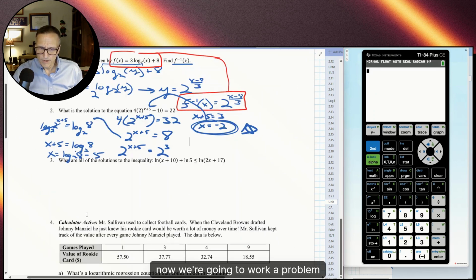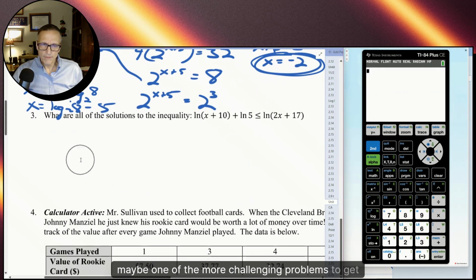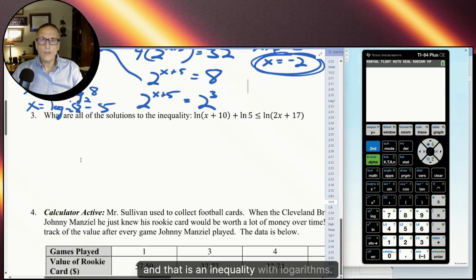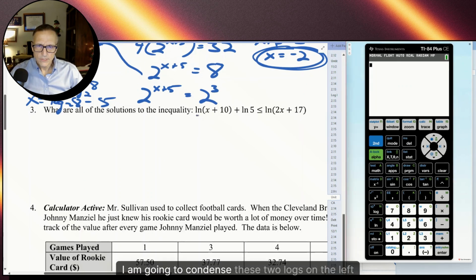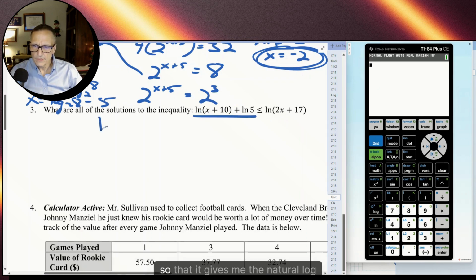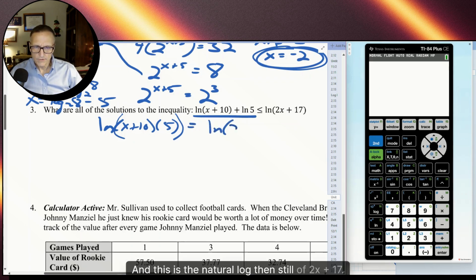All right, now we're going to work a problem that definitely is, I would say, maybe one of the more challenging problems to get completely right, and that is an inequality with logarithms. So here is what that's going to look like. I am going to condense these two logs on the left so that it gives me the natural log of x plus 10 times 5, right? So that is condensing those two logs into one log. And this is the natural log then still of 2x plus 17. And this is a less than or equal to here.